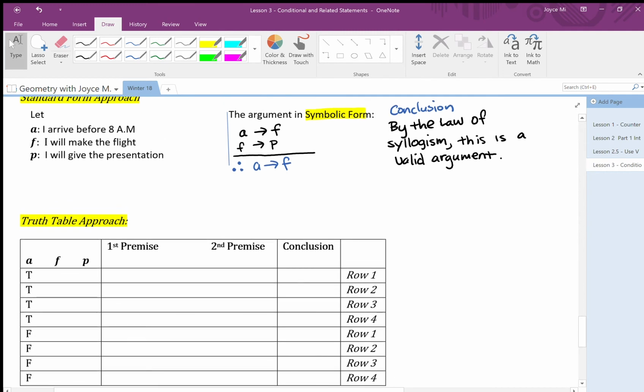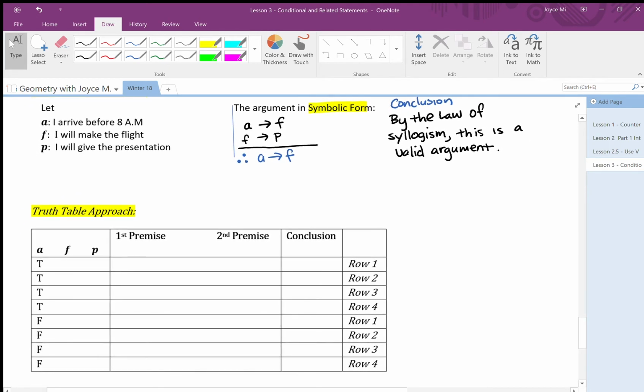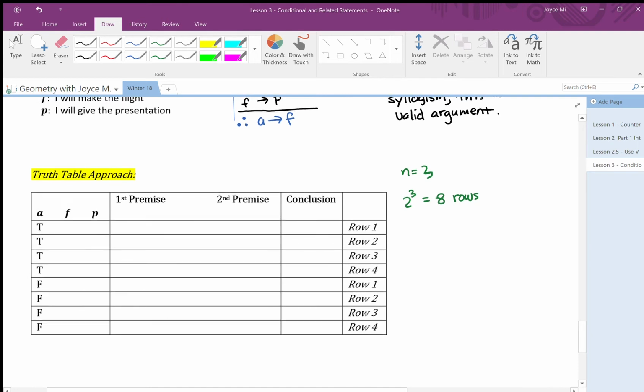Well, to set up the standard form using a truth table to make the argument, I noticed that in my symbolic form, I have three components. I have A, F, P, three components. That tells me n is equal to 3, right? If n is equal to 3, each component has two possible outcomes, true, false. So 2 to the third is going to give me 8. So I need 8 rows for my truth table. So that's why I have 8 rows here. Oh, there's a typo there. So this should be row 5, row 6, 7, row 8. Okay. So I determine I need 8 rows.